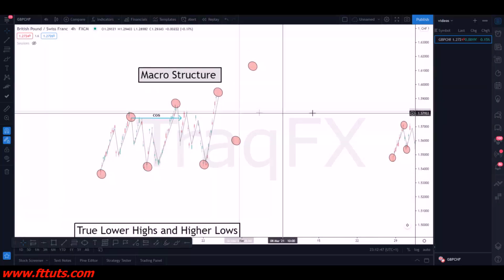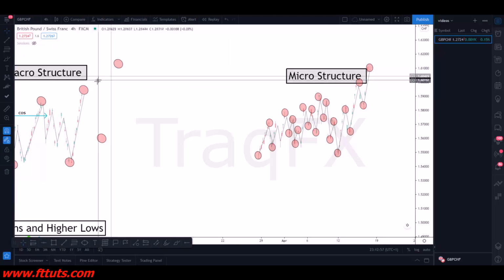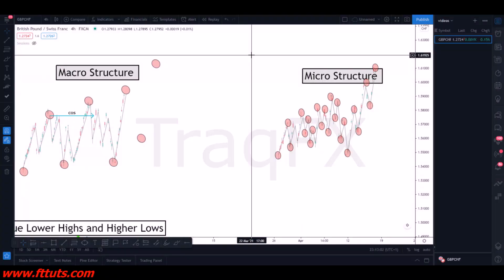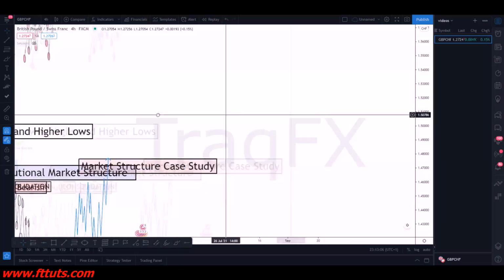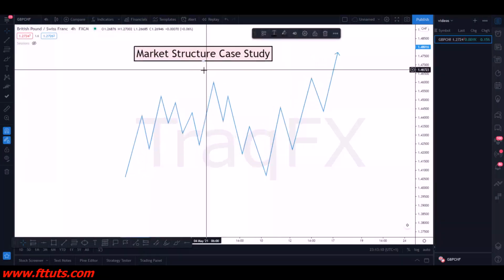So that's macro structure, and then this is microstructure. Now microstructure is mainly found on the smaller time frames, such as the 15-minute. Well, technically you can find it on all the time frames, but macro is generally found on the 4 hour, the 1 hour, and the higher, while micro is usually found on the 15-minute, 5-minute, and so on. Now we went over all of that. Let's look at our case study. Let's do a quick little case study of market structure.